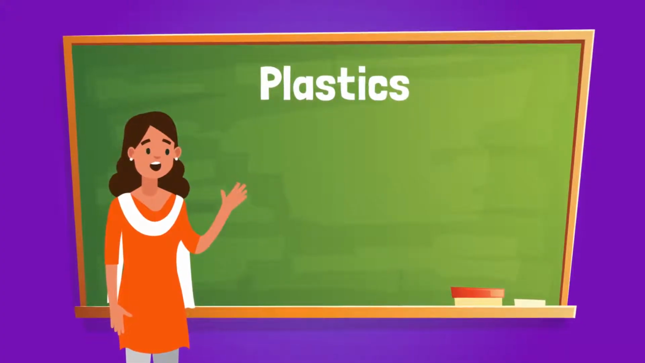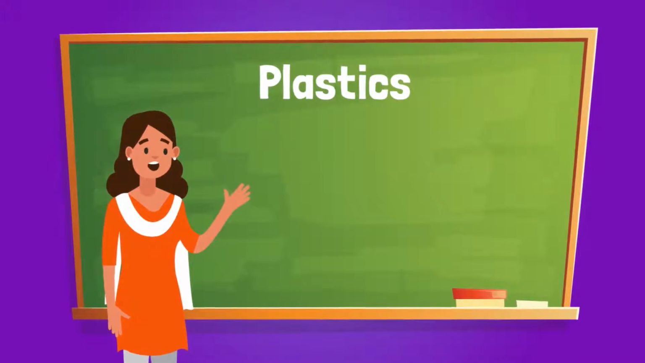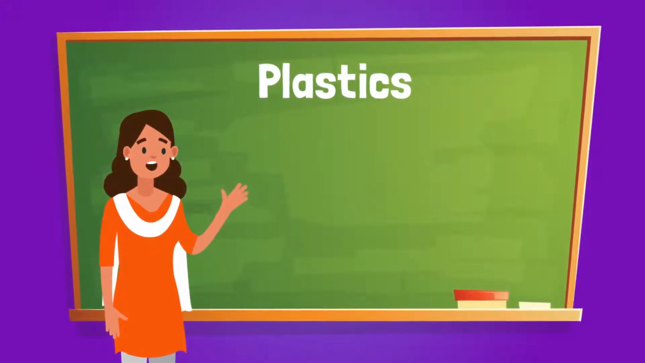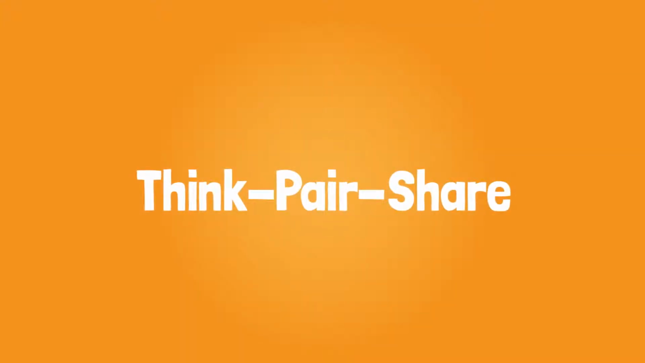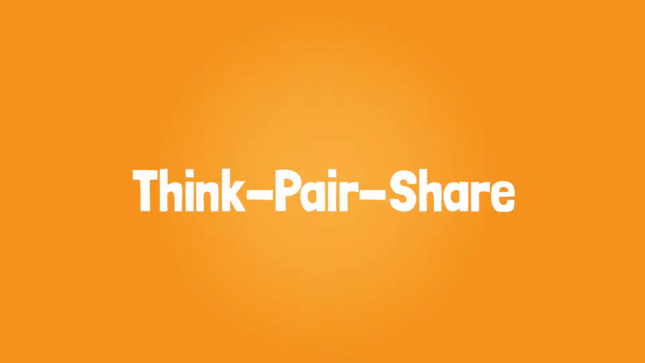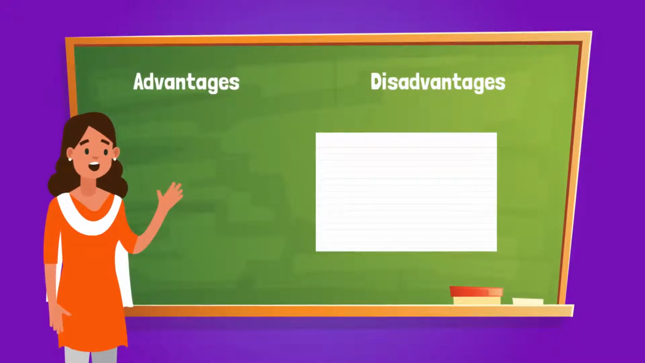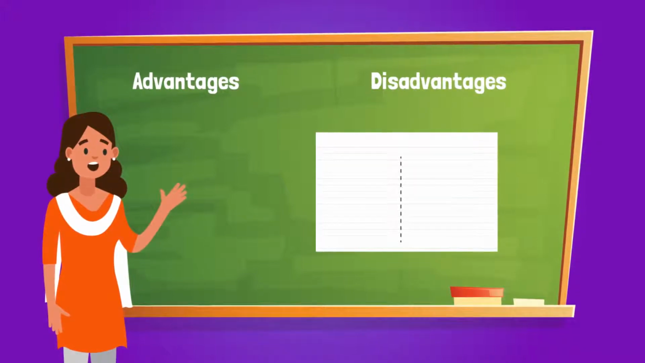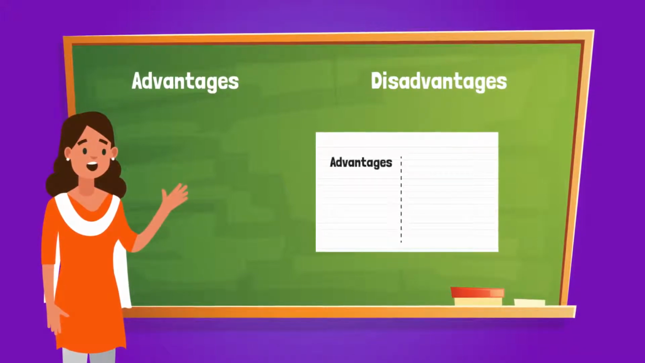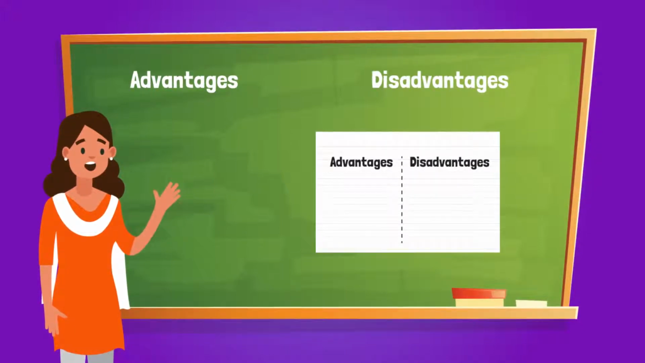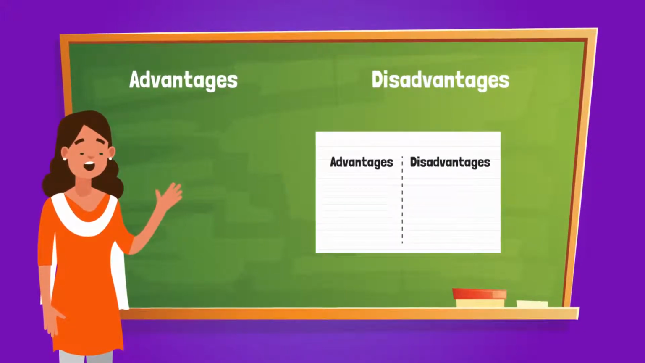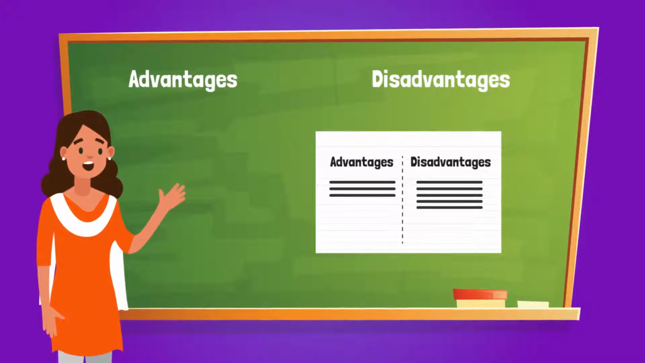Students, yesterday we learned how plastics are made. Today, we learn about the plastics around us. First, let's use a think, pair, share strategy to come up with advantages and disadvantages of plastics. In each pair, the person on the right should think of advantages. The person on the left should think of disadvantages. Then, talk to your pair partner and make a combined list.